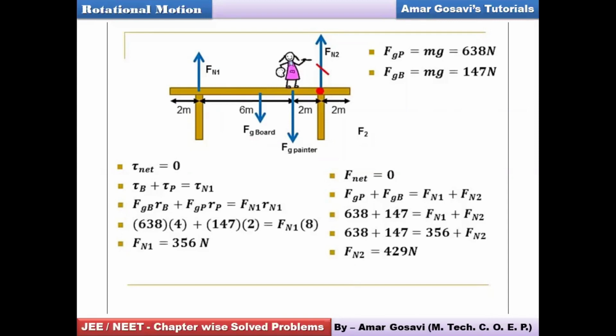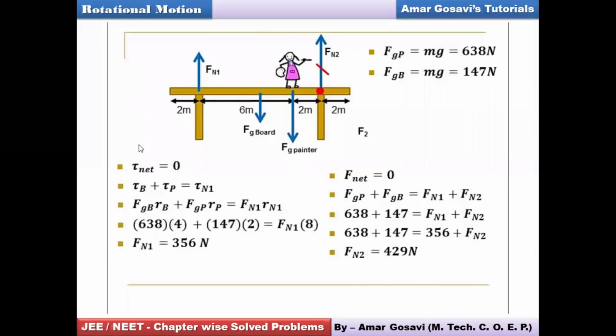All right, so let's estimate the forces. Fg painter can be established as m into g. So mg in that case is 638 Newton. Say, for example, Fgb, the force exerted by the board, is 147 Newton. So most of the things are given to us. Now, using this, we will try to frame the equations.